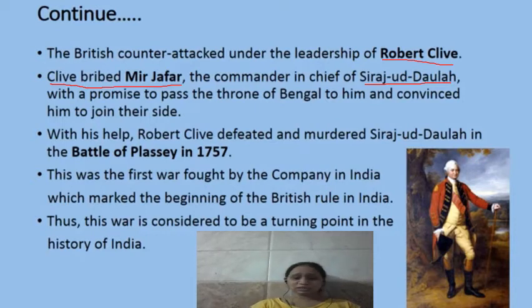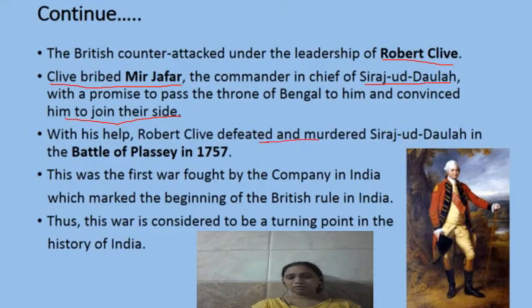वो सिराज-उद-दौला जैसे ही हार जाएगा, then they would make Mir Jafar the Nawab of Bengal, and they convinced him to join their side. और इस तरह से उन्होंने कमांडर इन चीफ ऑफ सिराज-उद-दौला जो मीर जाफर था उसको अपने साइड में कर लिया. With this help, Robert Clive defeated and murdered Siraj-Ud-Daulah.